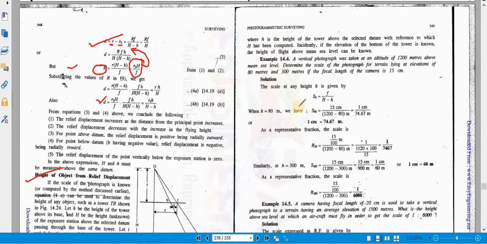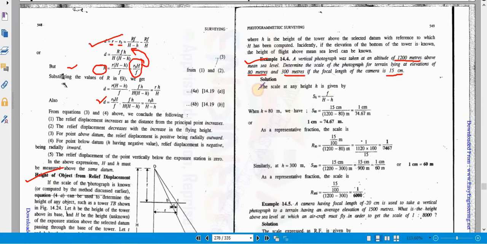done. So the first numerical related to your photogrammetric surveying is: a vertical photograph has been taken from an altitude of 1200 meter above the mean sea level. Determine the scale of the photograph for a terrain lying at an elevation of 80 meter and 300 meter if the focal length of the camera is 15 centimeters. So what we have to do is determine the scale of the photograph.